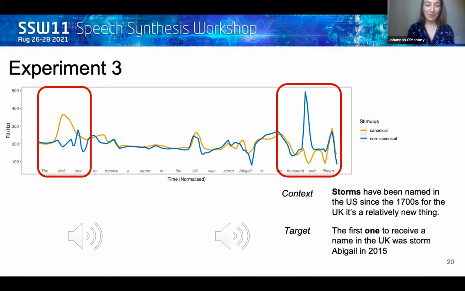So I hope you could all hear them. So the differences are most likely to be seen on the first one. So the second one is actually the canonical form where you wouldn't expect a large accent on a referent like 1 in this case. So on to the results of this experiment.